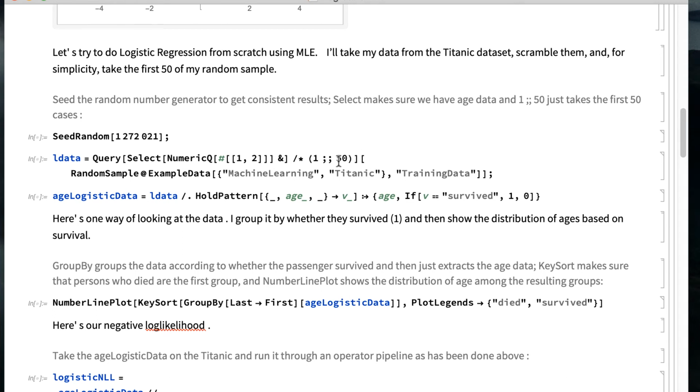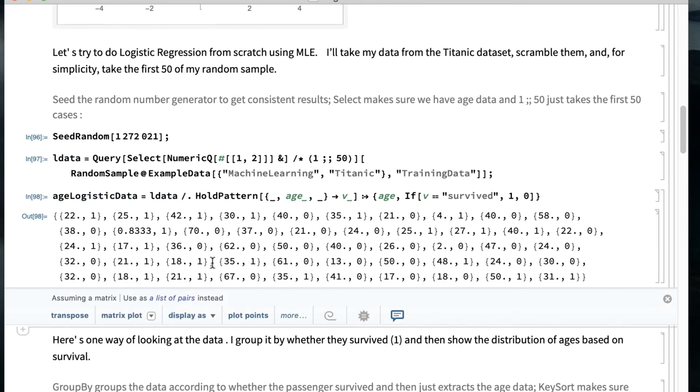For simplicity, I'll just take 50 of them, and I don't want to deal with missing data, so I'm just going to take the first 50 rows of the data set for which we have good data, and I'm going to scramble them because, as it turns out, the data in the Titanic is sorted, and that can lead to very misleading conclusions. So let's just do that. And here's our data. It's just, here's your age, 1 is you survived, and 0 is sadly you died.